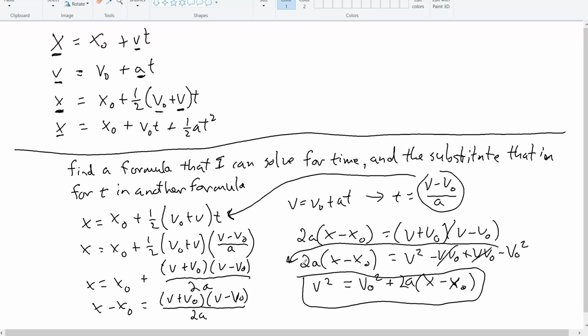We're going to call this, not displacement, my bad. We're going to call it, because what we end up with is final velocity, right? So final velocity with constant acceleration.